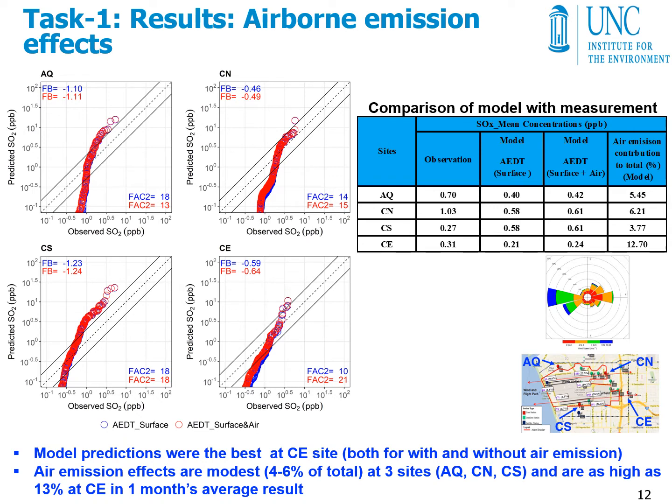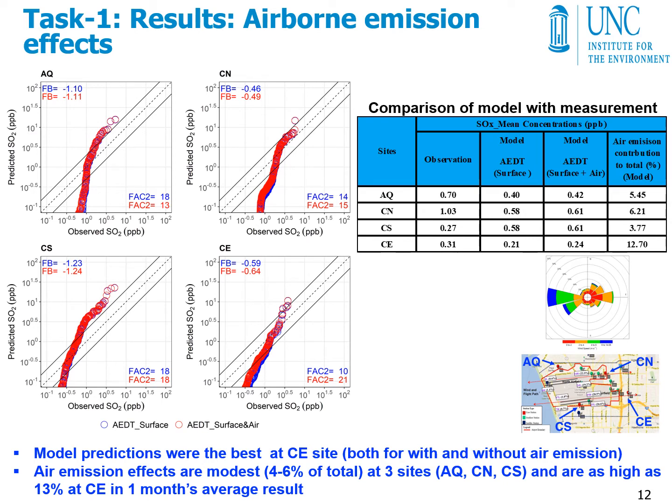Also, model predictions were the best at the C sites, which can also be seen in the last column in the right table. The right table shows the period average observations and model predictions for two cases, which are surface and surface plus air. And the last column shows the air emissions contribution to total as a percentage. It shows that the air emissions effects are modest, around 4 to 6% of total at three sites, which are AQ, CN and CS, and are as high as 13% at CE in the 1 month average results.